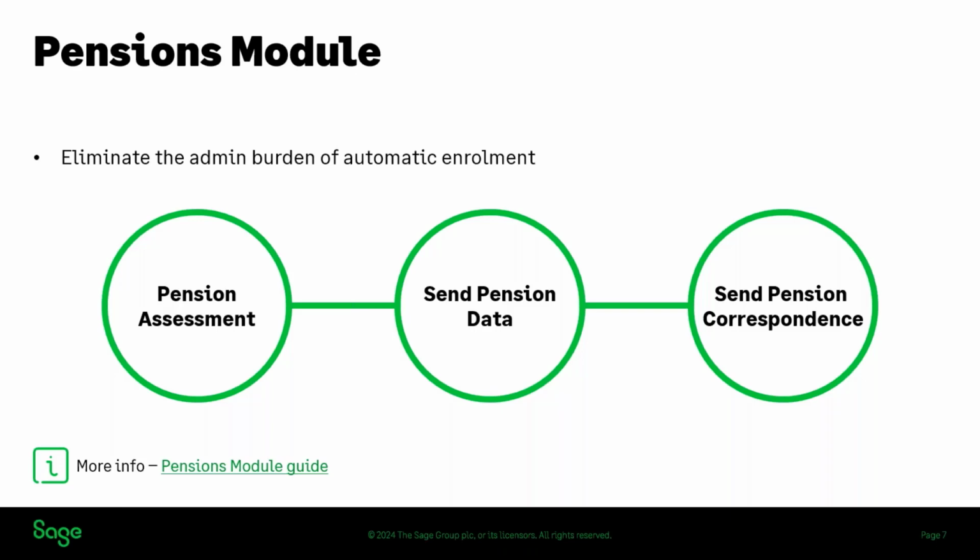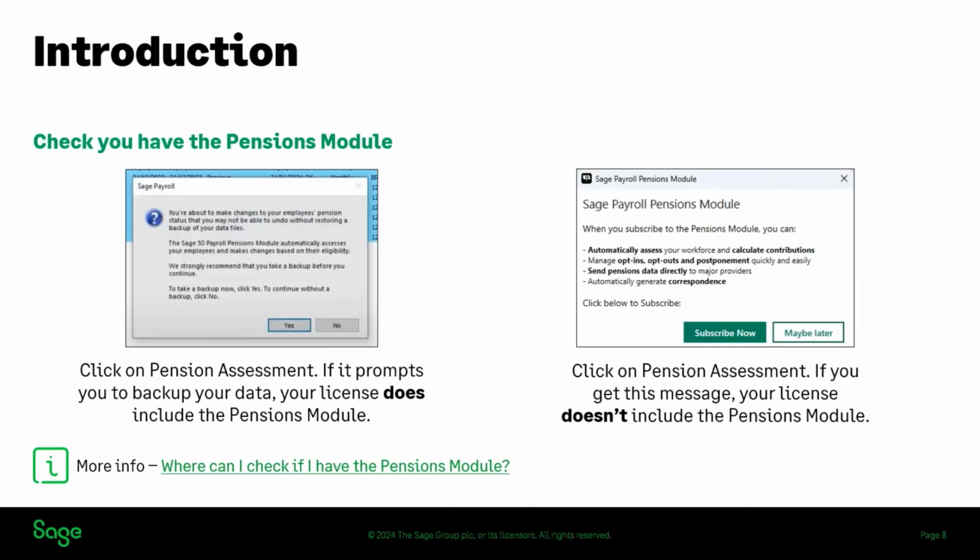Now, at this stage, you might be wondering whether or not you have the pensions module. Might be something that you have and you don't use. Maybe it's already set up, maybe it isn't. So just to explain, an easy way for you to check if you have the pensions module as part of your software license is to attempt to open the pension assessment option.